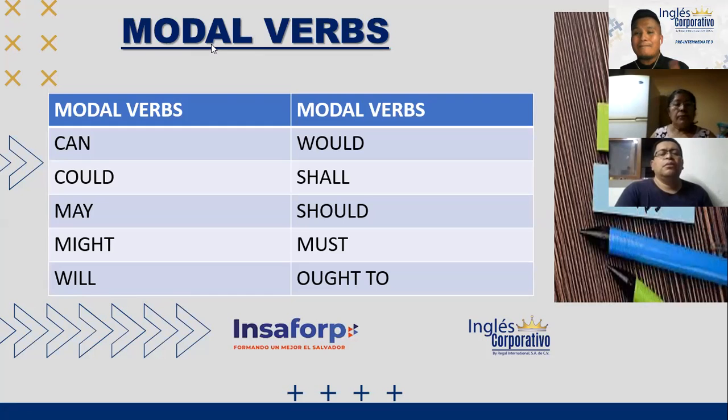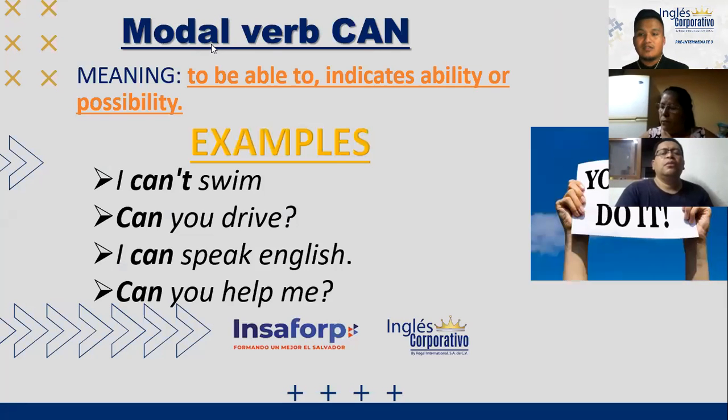We will go one by one to try to see how they work or what we can learn from them. We will start with the first one, the modal verb can. Here we have it. The modal verb can means to be able to, and this indicates ability or possibility. Yes? So here we have some examples.